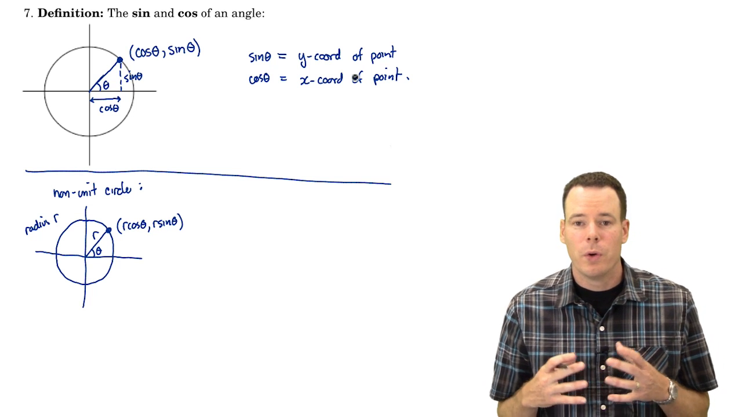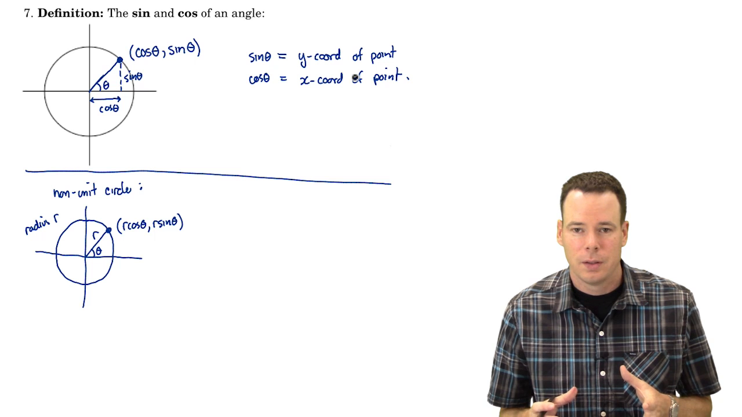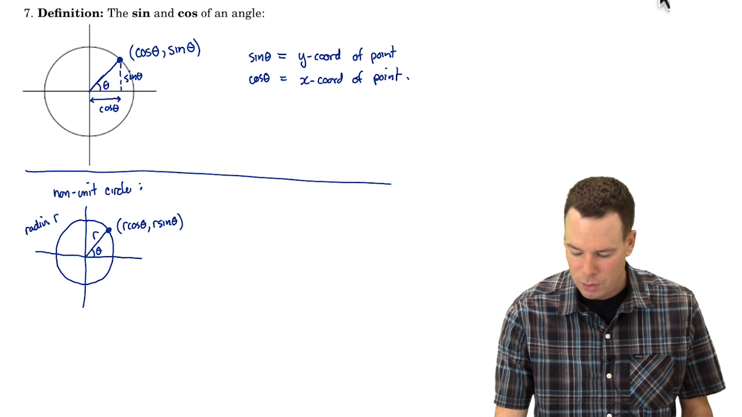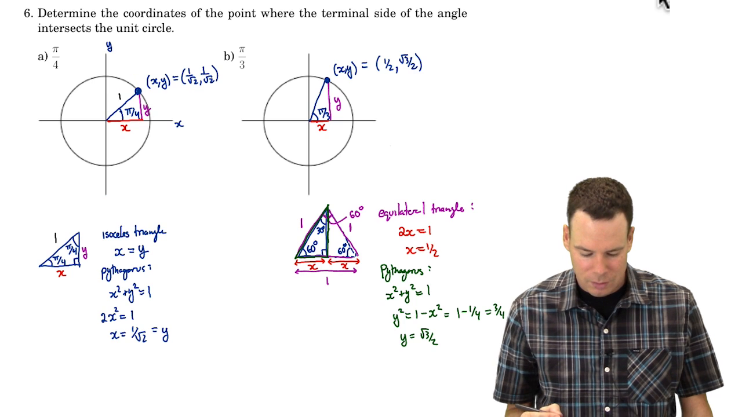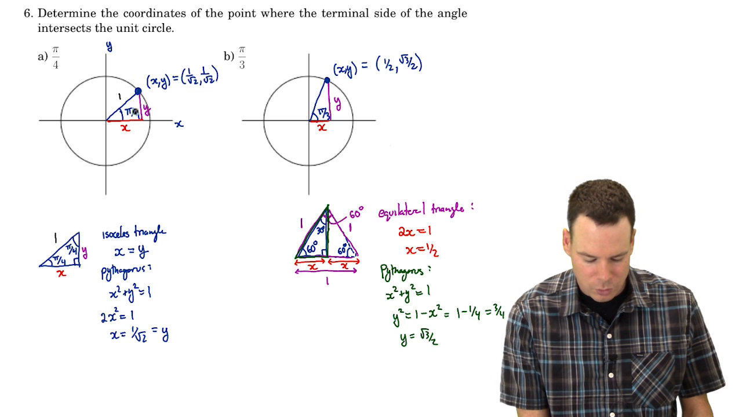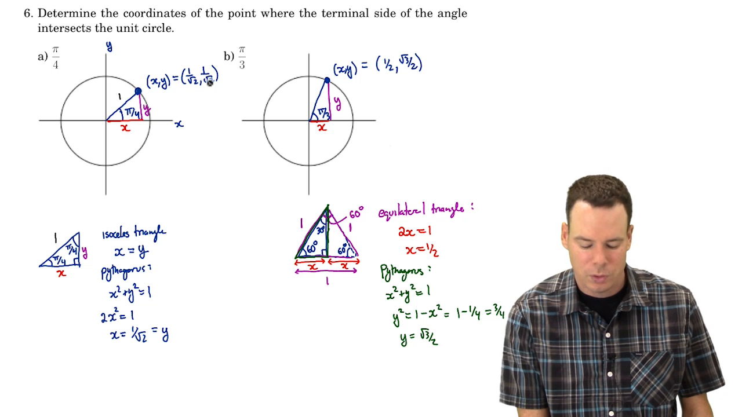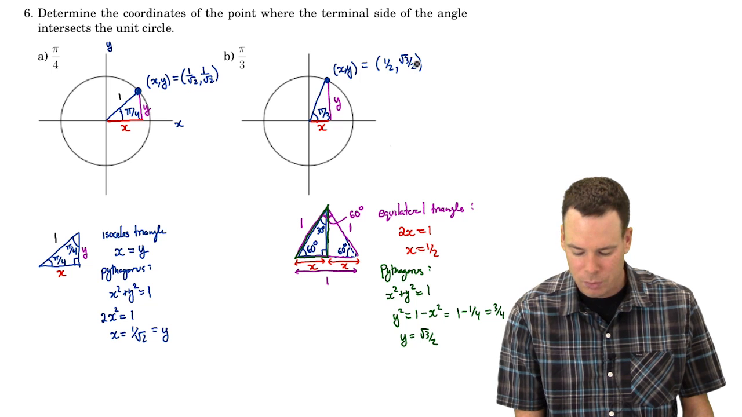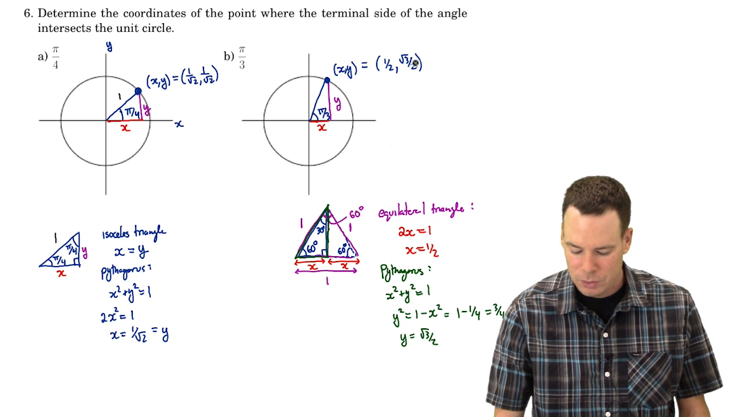Okay, so we've defined these functions. Do we know cosine and sine of any particular values? Well, that was what we did previously. We just worked out that cosine of pi by 4 is 1 over root 2, and sine of pi by 4 is 1 over root 2, because those are the x and y coordinates of that point. Cosine of pi by 3 is 1/2. Sine of pi by 3 is root 3 over 2. So that's what we did here.